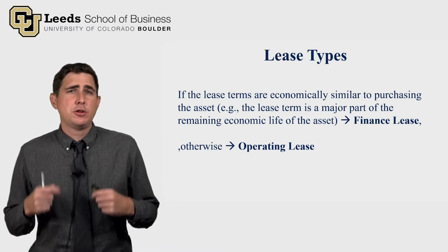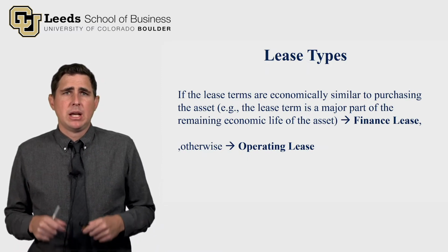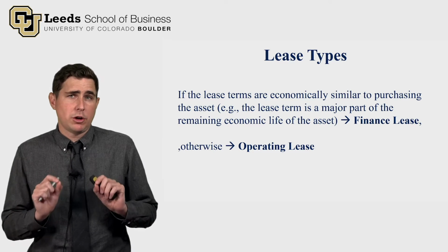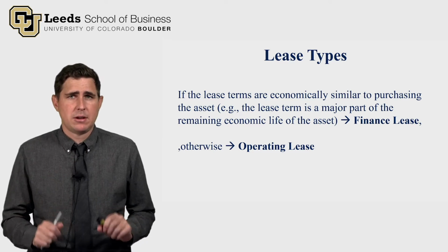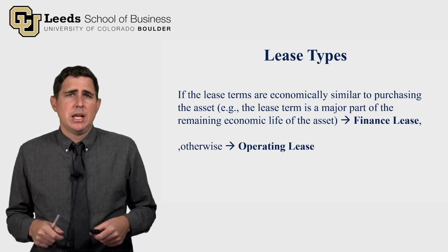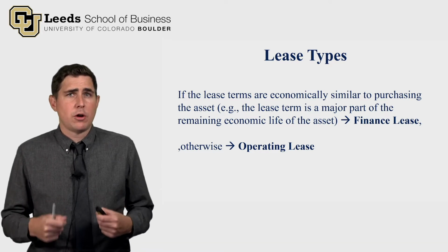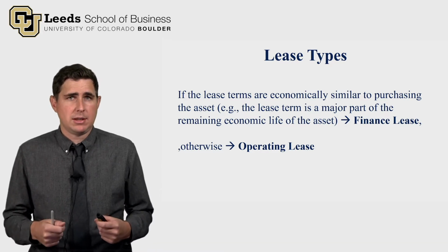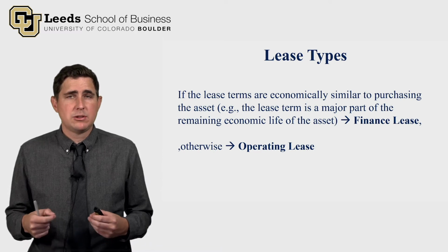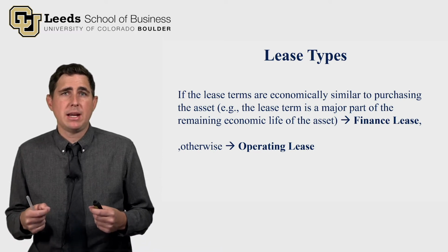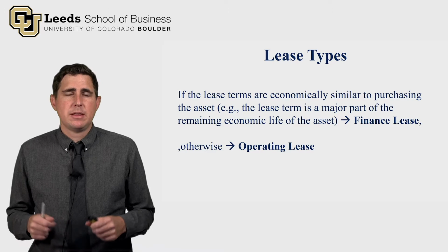Well, there are two different types of leases. We'll talk about finance leases and operating leases. First, finance leases. If the lease terms are economically similar to purchasing the asset, for example, the lease term is a major part of the remaining economic life of the asset, then it's a finance lease.